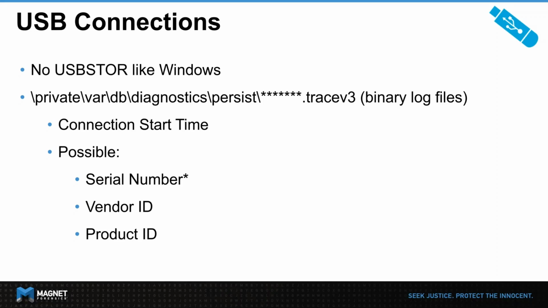And I put a little asterisk next to serial number. I always like to point this out. Don't think just because you find a serial number listed that that serial number is going to be exactly one specific thumb drive. A lot of times, especially the cheaper thumb drives, are going to have the exact same serial number. So definitely keep that in mind as well.